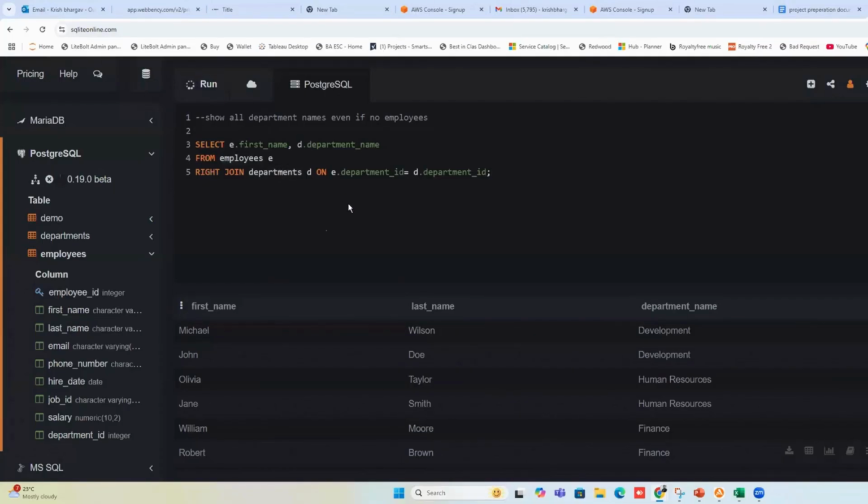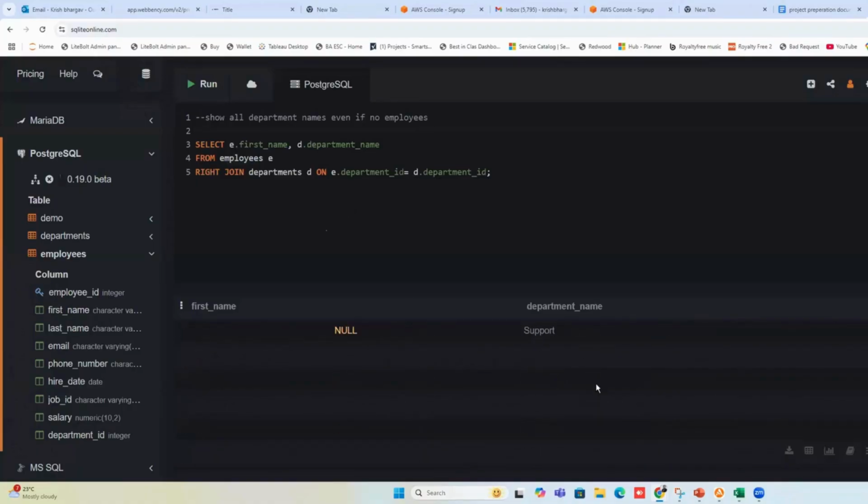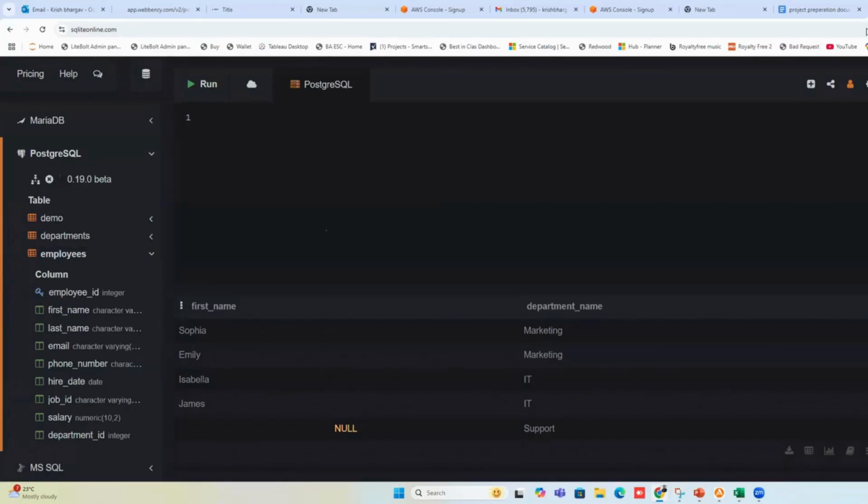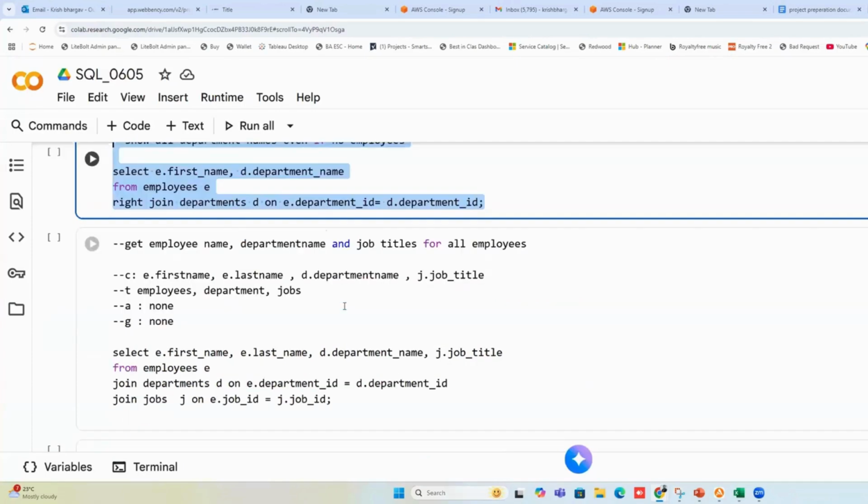So which means when I run this, even if I have null, you see here, I have all department names, but there is no employee in the support department. Even then I get it. Got it? Yes, sir. So this is easy peasy. Now you know how inner join and left join work.